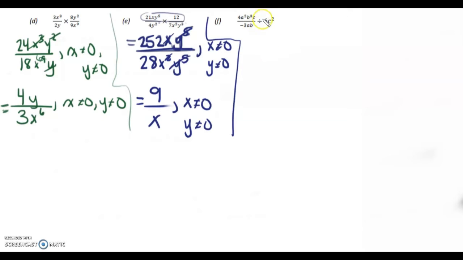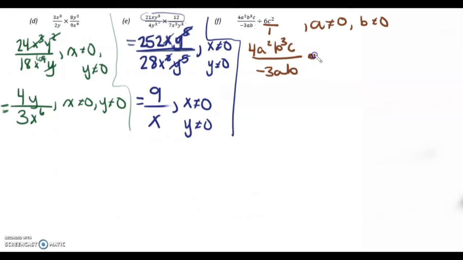Okay, this time we're doing a division. So this is going to be over 1. So right now, a and b cannot equal 0. And I'm going to rewrite the entire equation. So the first fraction I'm going to rewrite as is. And now I'm going to multiply by the reciprocal.